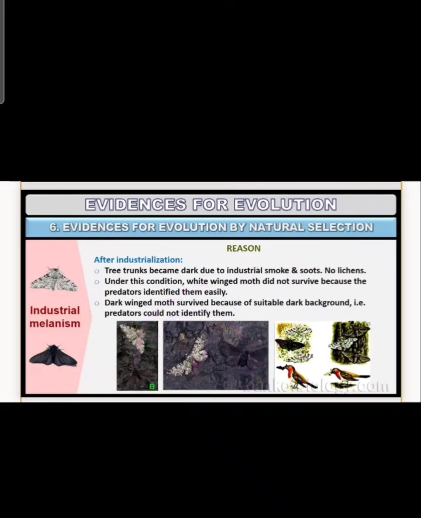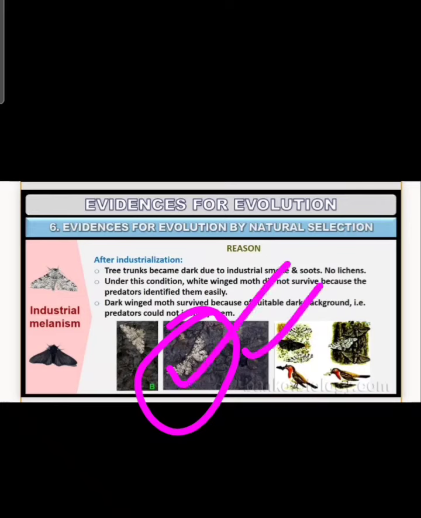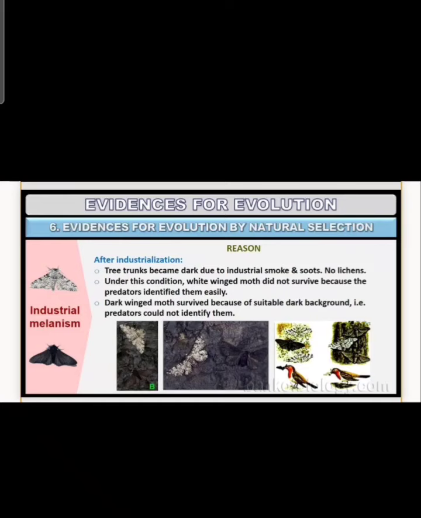The white moth had adapted to the lichen, but now lichen is not there. Lichen was killed after industrialization. So the predators mainly pick the white moth, because dark moths can easily mimic the background after industrialization. So under this condition, white-winged moths did not survive because the predators identified them easily. Dark-winged moths survived because of the suitable dark background, so predators could not identify them.